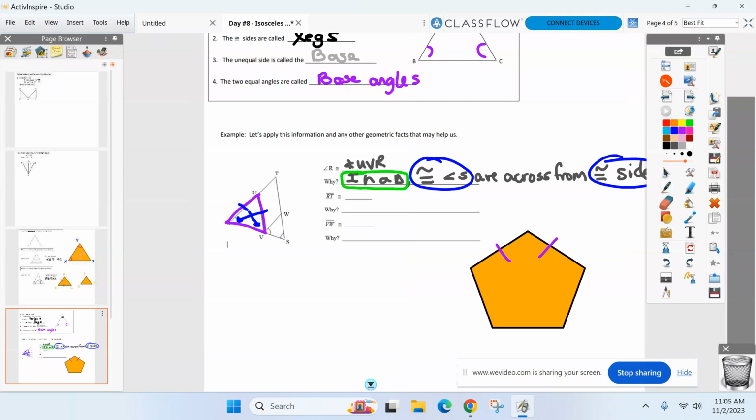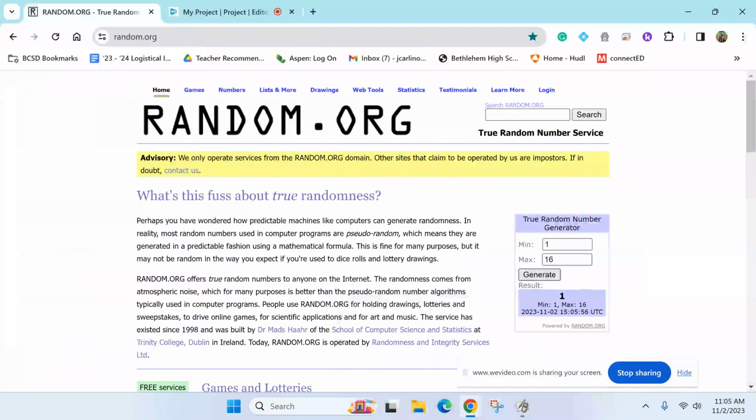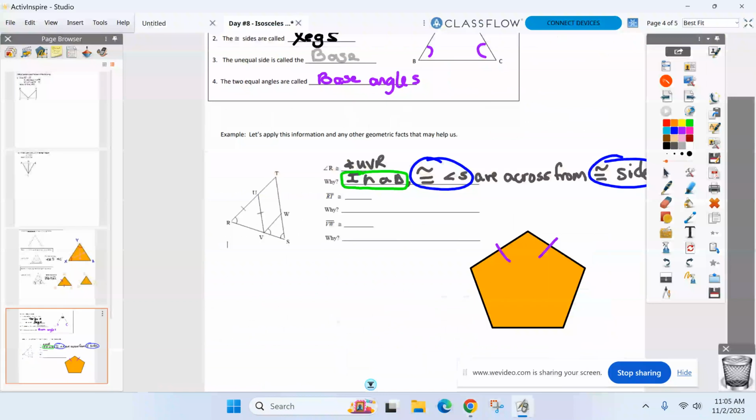All right, how about side RT? RT is congruent to, make sure you stay in the same triangle. Don't bounce around the triangles. RT and, what else you got? Charlie? TS, good. TS.